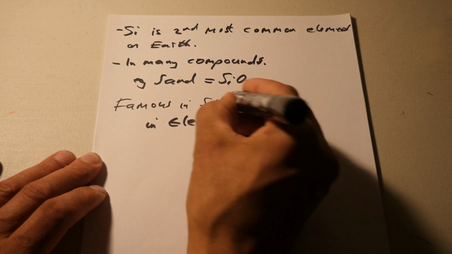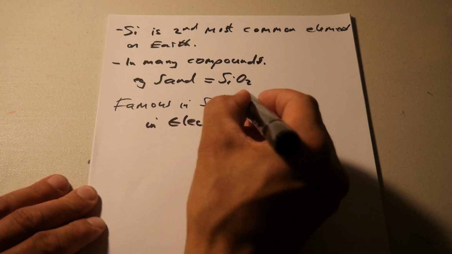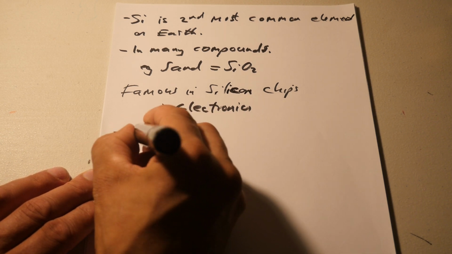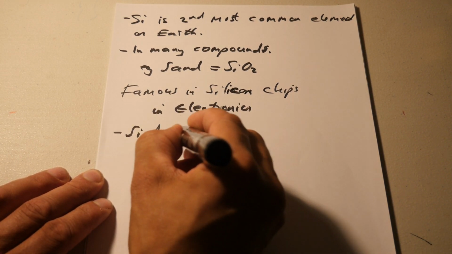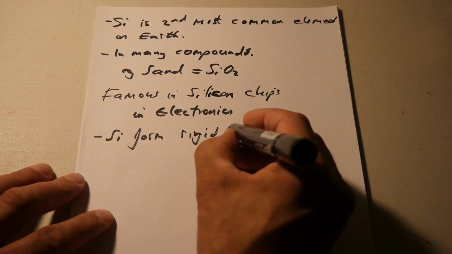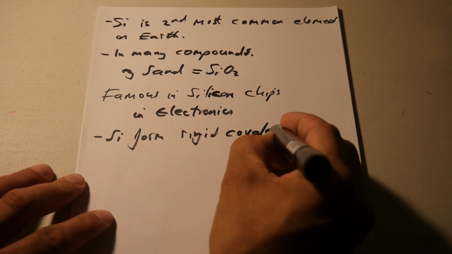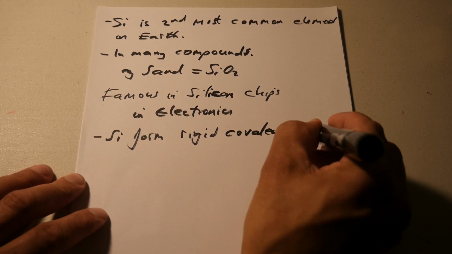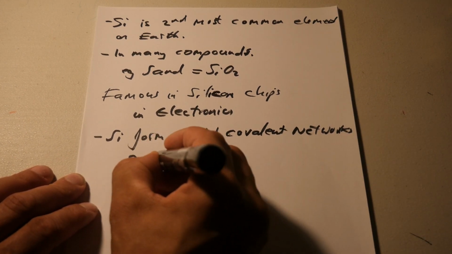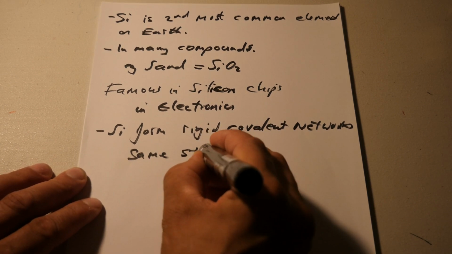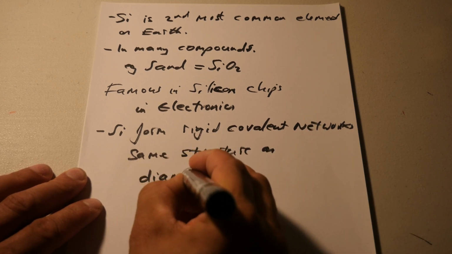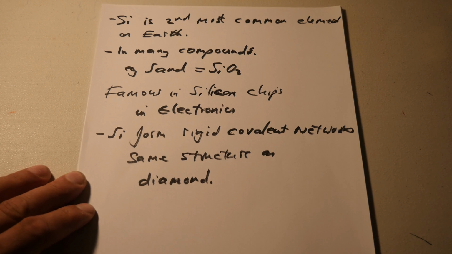Okay, let's just say silicon forms very rigid covalent networks, which have the same structure as diamond.